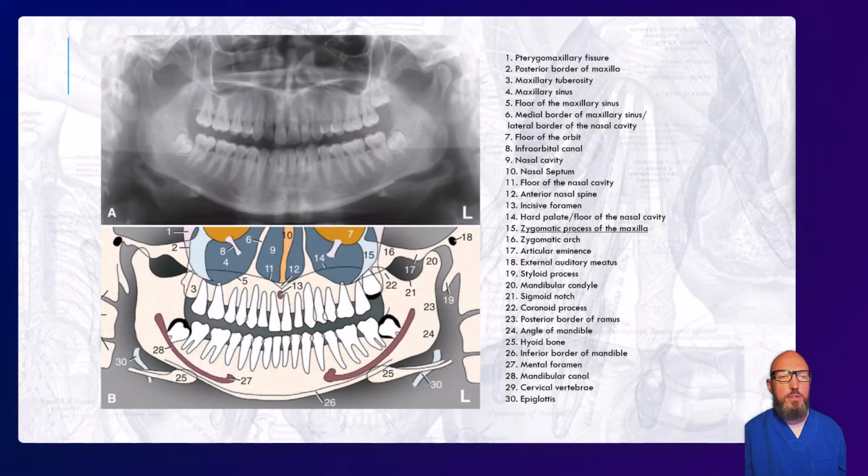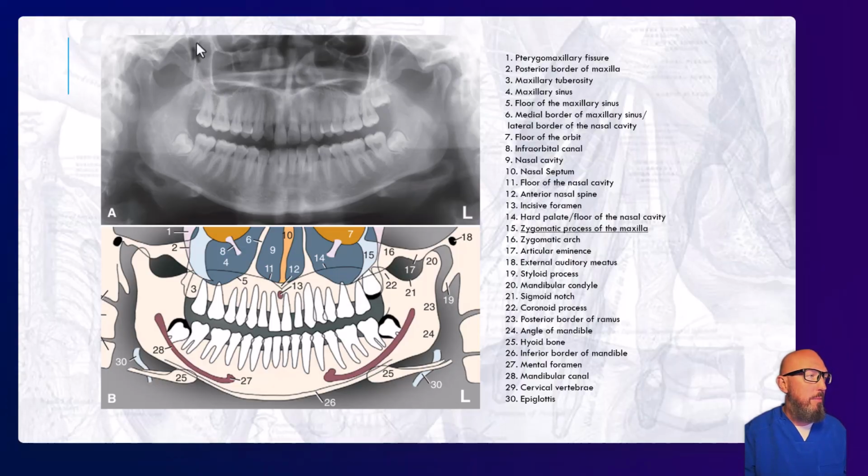Here are all the structures everyone should be able to identify on a pano. Know the maxillary sinus borders, be able to trace them, and get in the habit of doing this. Always trace the sinus borders carefully. Know my favorite anatomical structure. There's a couple reasons I like that one. I'll always test on it.